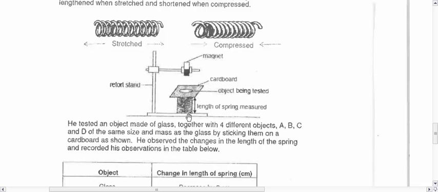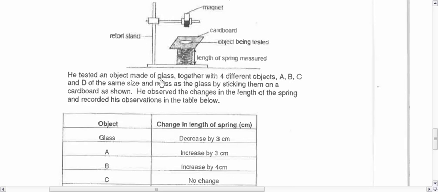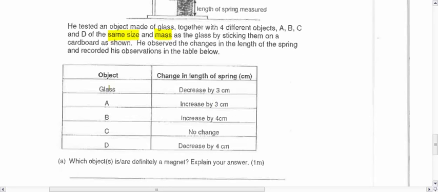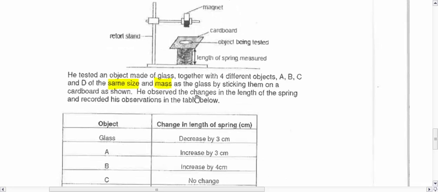What he did was test an object made of glass, together with 4 different objects, A, B, C, D. They have the same size and same mass as the glass. You observe the changes in the length. If you look here, when he put the glass in, the length decreased, meaning it dropped down by 3 cm. Why do you think this happens?